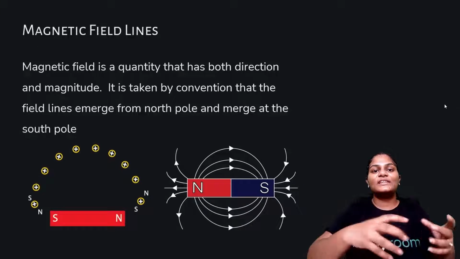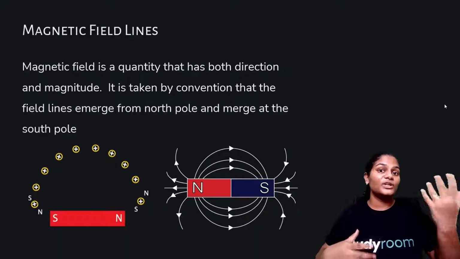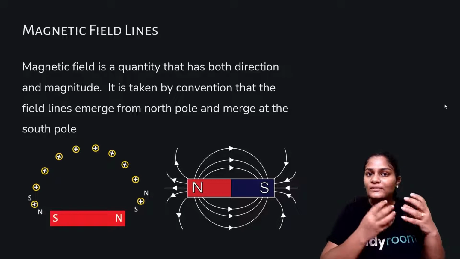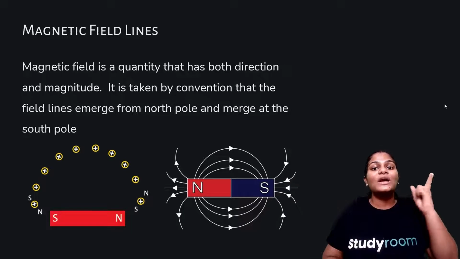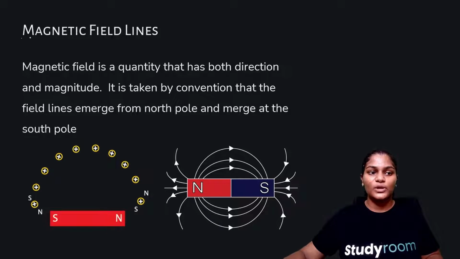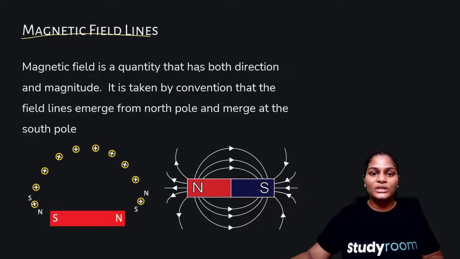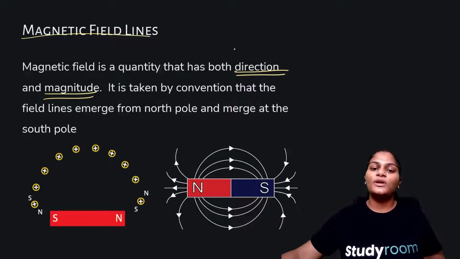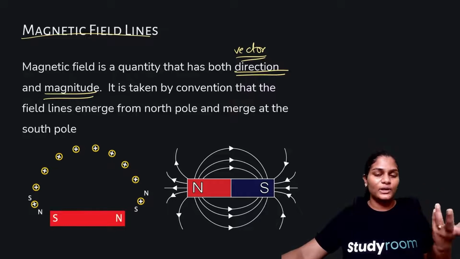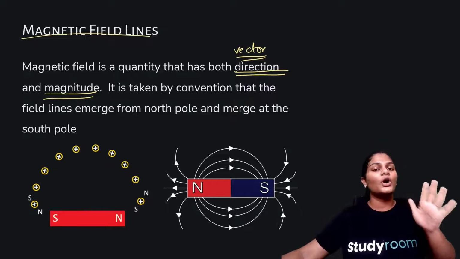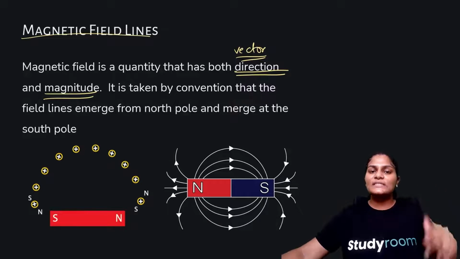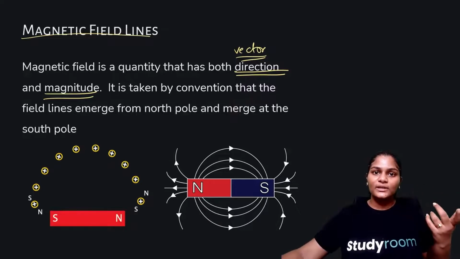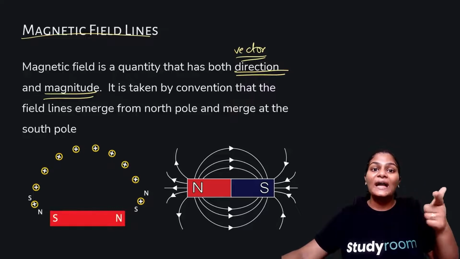How these magnetic fields are told to you, what is their direction, and how do you tell where they are stronger and where they are weaker, is through these magnetic field lines. Now, the magnetic field is a quantity that has both direction and magnitude. Do you know what these quantities are called? The quantities which have both direction and magnitude are known as vector quantities. If you have studied this, well and good, or if you haven't, don't worry about it. This is just some additional information for you. So vector quantity basically means it has both direction and magnitude.